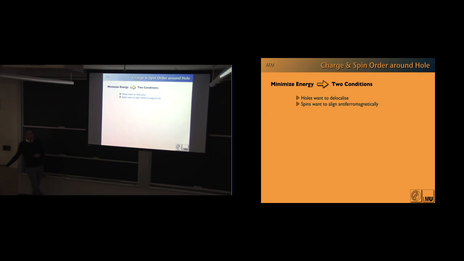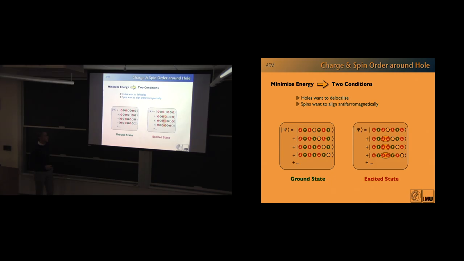So if we have holes and spins in the system, we have basically two things to minimize the energy. Holes are like particles, and they want to minimize the kinetic energy, so they want to delocalize. Okay? Holes want to delocalize. On the other hand, the spins want to align antiferromagnetically in this model to minimize magnetic energy cost in the system. And we have to accommodate the two constraints and find the best solution.